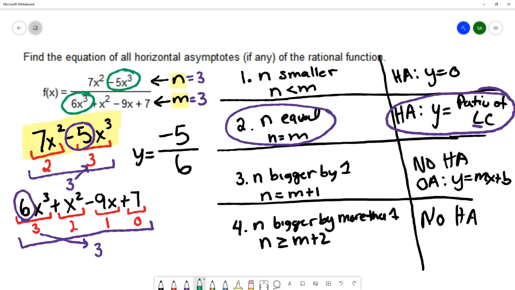So this one was kind of tricky because they wrote that numerator out of the typical order, which we call descending order. And so you might have, by mistake, identified the wrong leading coefficient.